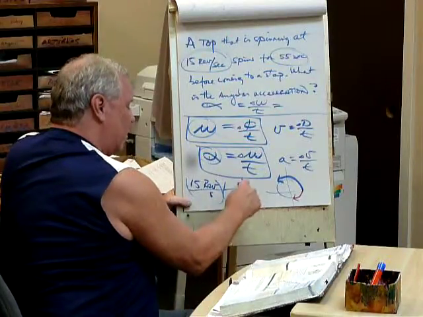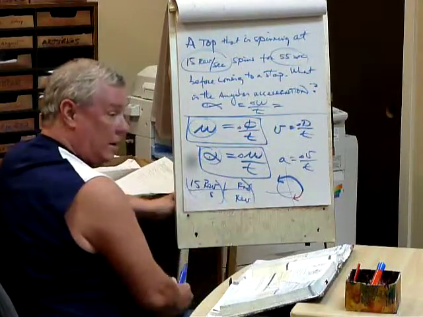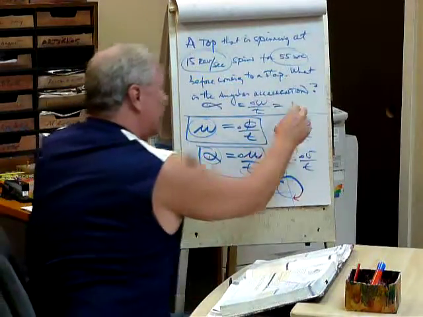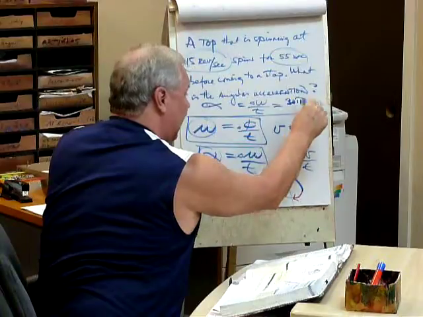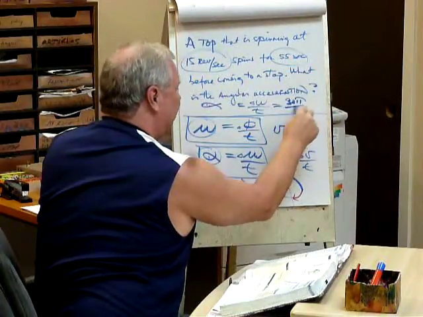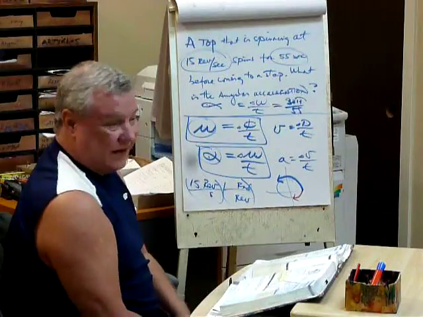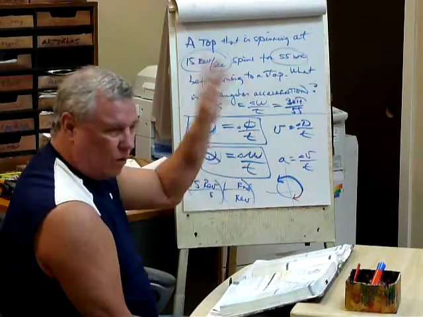Revs on the bottom, rads on the top, and all we do is multiply by 2 pi, right? Yeah. So we get 30 pi over 55, and 3 times 30 is 90. 90 over 50 is like 1.8.